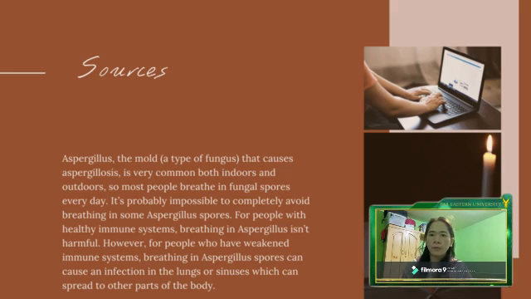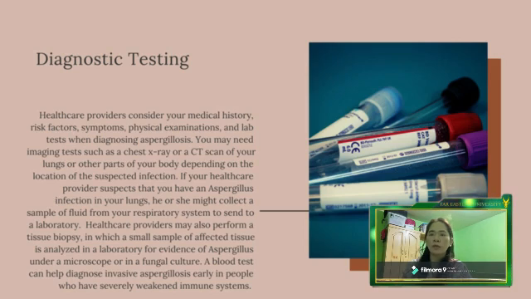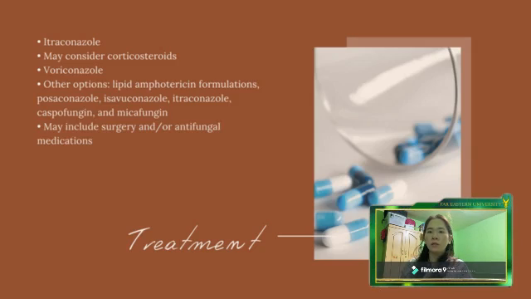If your healthcare provider suspects that you have an Aspergillus infection in your lungs, he or she might collect a sample of fluid from your respiratory system and send it to a laboratory. Treatment may include surgery and/or antifungal medications, such as itraconazole.